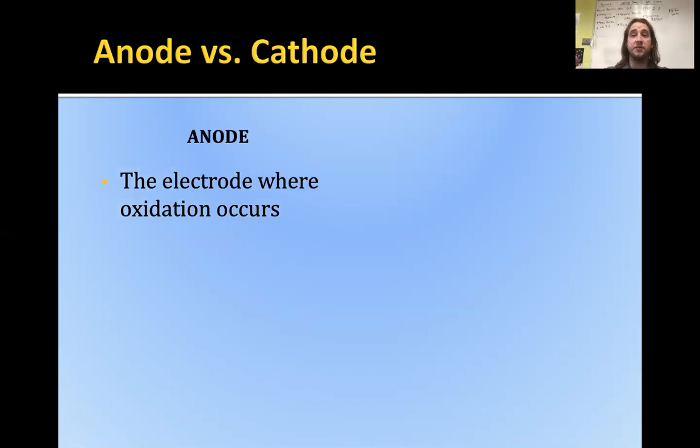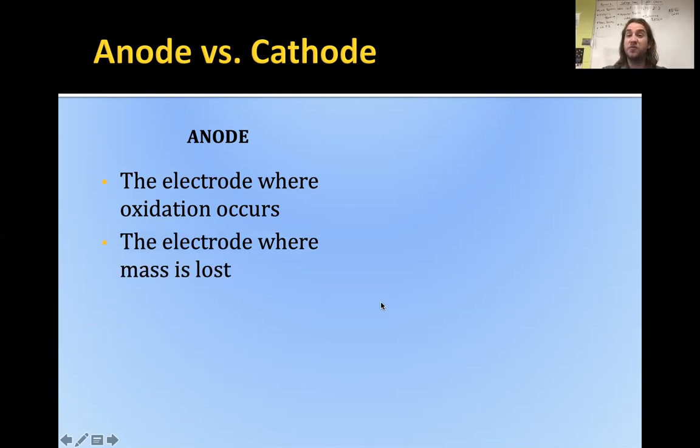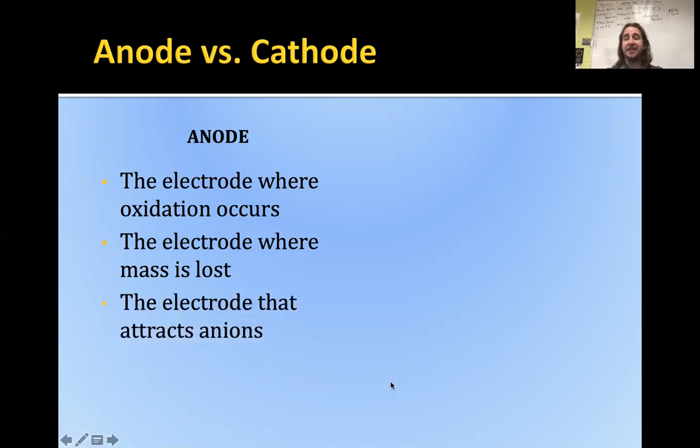It doesn't matter which type it is, whether it's voltaic or electrolytic. This is where your oxidation is going to occur, where you're going to be losing your electrons. This is where you're going to lose mass. This is the electrode that's going to get lighter over the course of the reaction. And this is the electrode that attracts the anions from the solution. So this is where we're starting to think about our particles and think about what's happening.